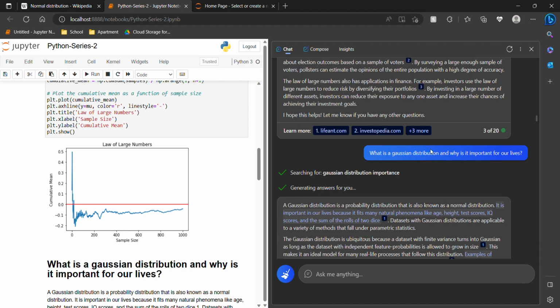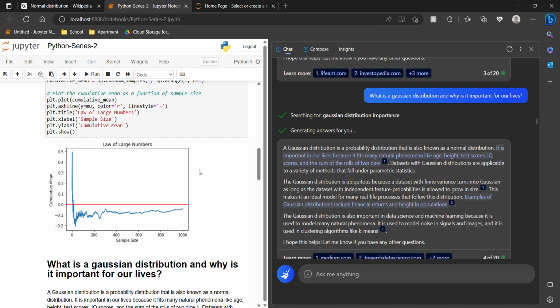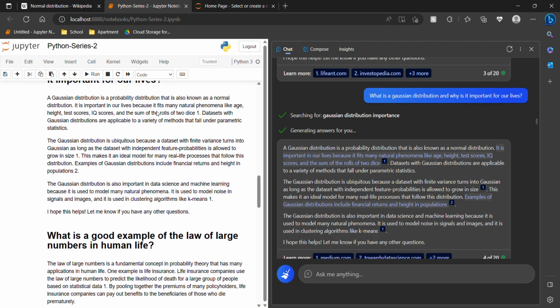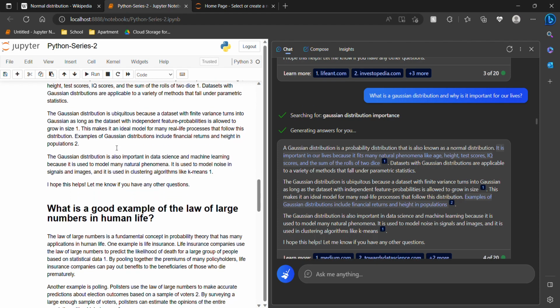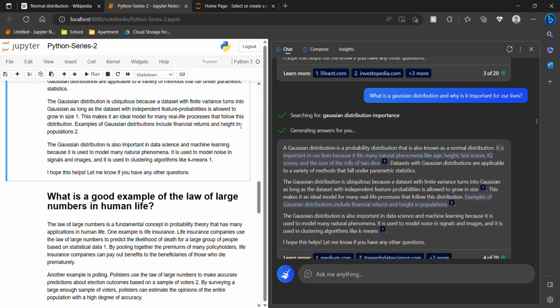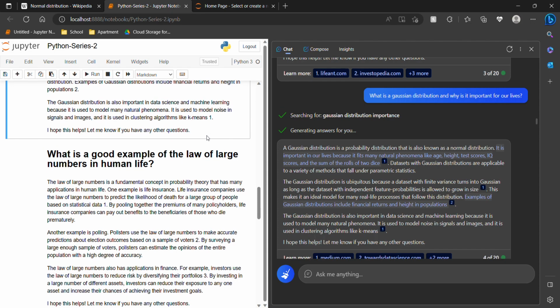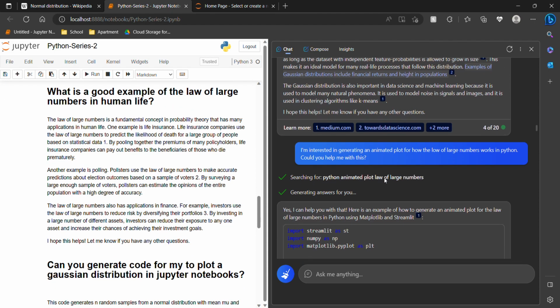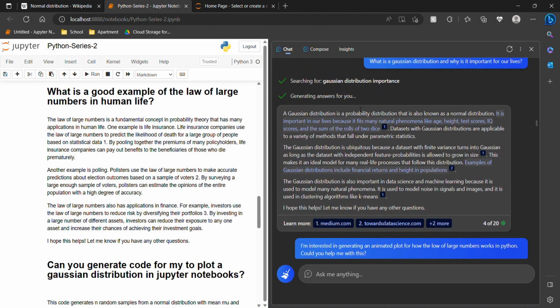And then okay, the next prompt I did was, what is the Gaussian distribution? Why is it important for our lives? So it talks a little bit about things like test scores, the roll of two dice, natural phenomena like age, and it defines this as parametric statistics, Gaussian distributions modeling parametric statistics. And then it talks a little bit about, I guess, the central limit theorem, things like this. Another interesting thing is financial returns and height in populations. Cool. And then it talks about things like clustering algorithms, things that you could explore more in detail if you would like.